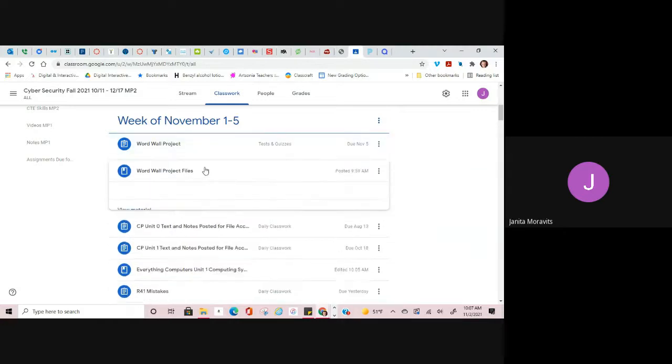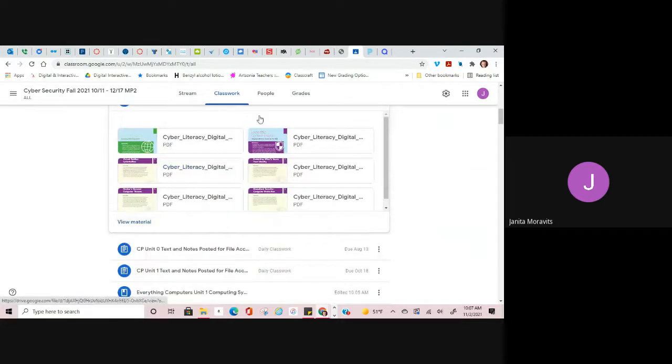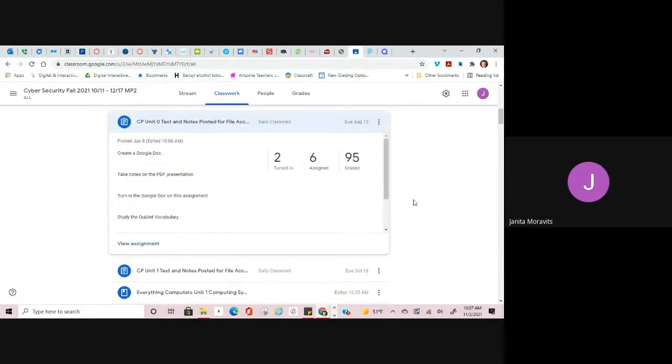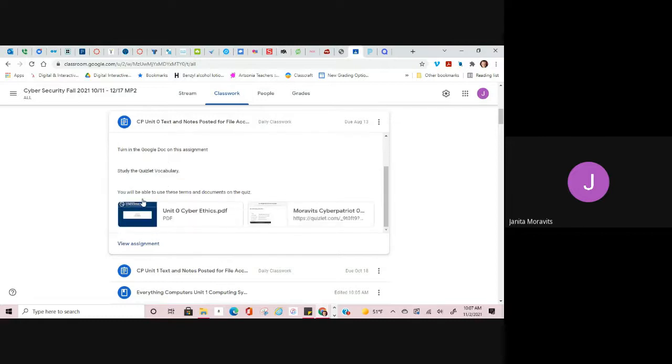Underneath it, I put your project files so you could find them easier. So you got chapter 1, chapter 2, chapter 3, chapter 4, chapter 5, and chapter 6. And a few of you will be getting some notes from this Cyber Patriot Unit 0. This was an assignment we did. There's a PDF that you can read to get some information from that you will have to put into yours.